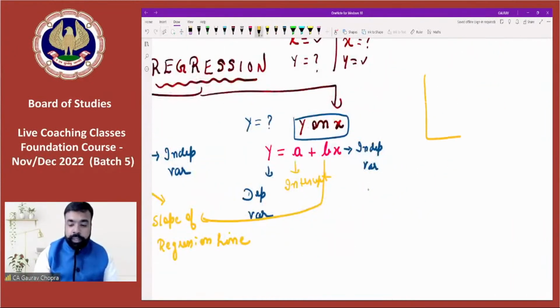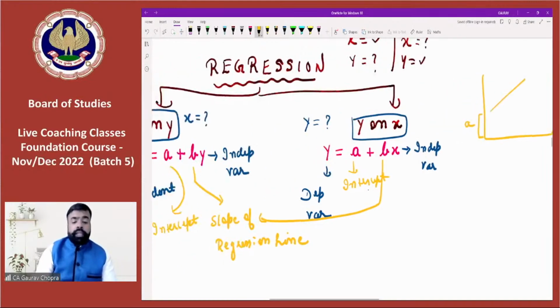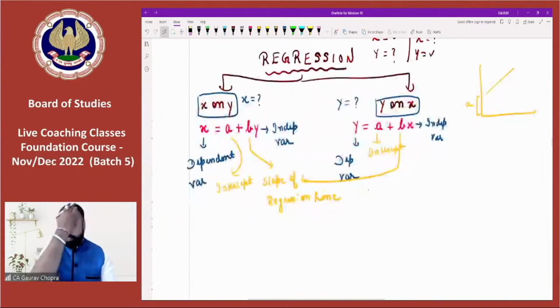Let us take a simple graph. The angle of the curve shows the slope of the curve, and this height is known as the intercept, that is a. So in this part, what we have discussed is equation x on y and y on x. Whenever we have to find the value of x, use x on y, and if we have to compute the value of y, then use y on x.